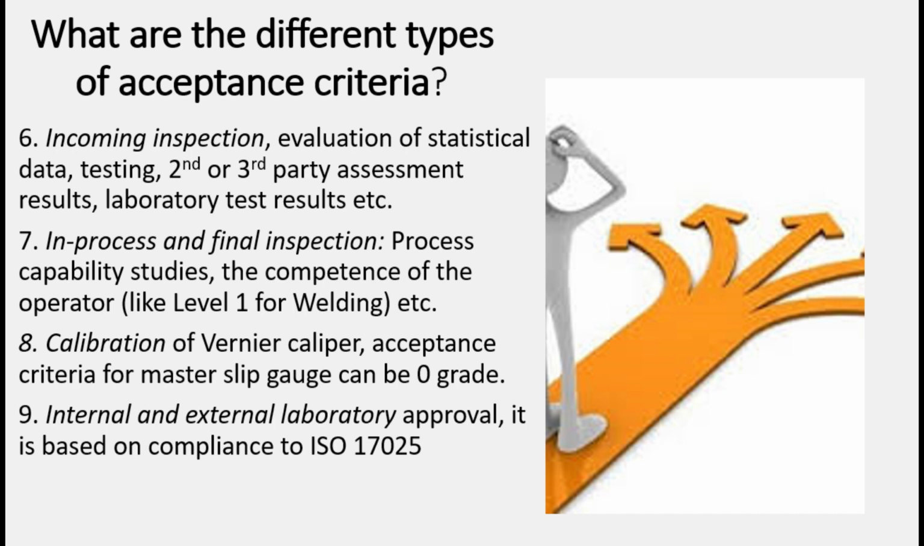Similarly, for calibration, when an organization is thinking about a slip gauge which has to be used as a master, whether it should be 0 grade or 1 grade, the organization can decide about it, that yes, this is my acceptance criteria, based on the kind of tolerances or variation that they have in their processes. Similarly, for internal laboratory and external laboratory qualification, standard ISO 17025 becomes a sort of acceptance criteria for the organization.